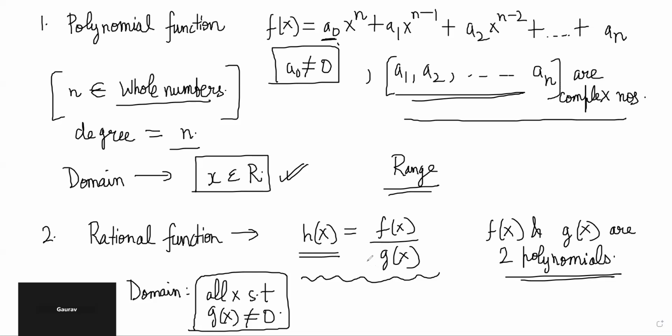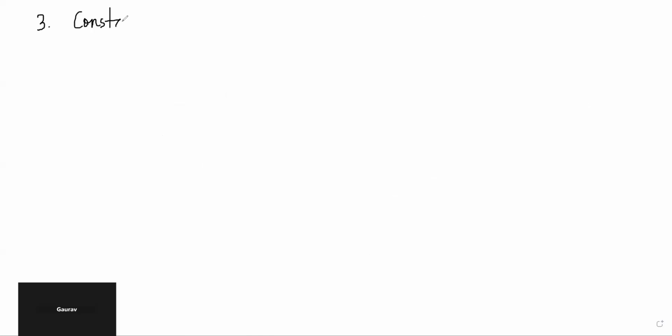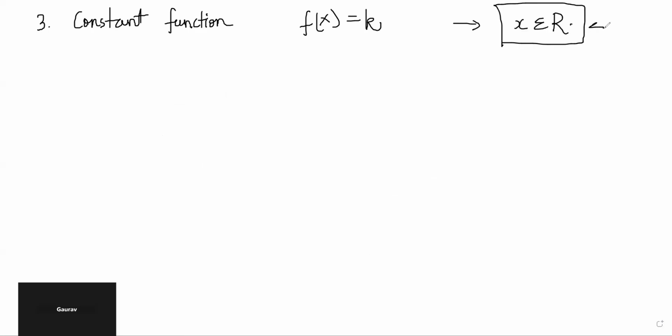Correct? Yes, sir. Then there is the obvious function called the constant function. A constant function is just f of x is equal to k, where k is a real number, some constant, right? Yes. The domain is obviously x belongs to real, right? Any input you give, the output is always k, right? Yes. The range is basically one element, just k. Are you understanding what I'm saying?